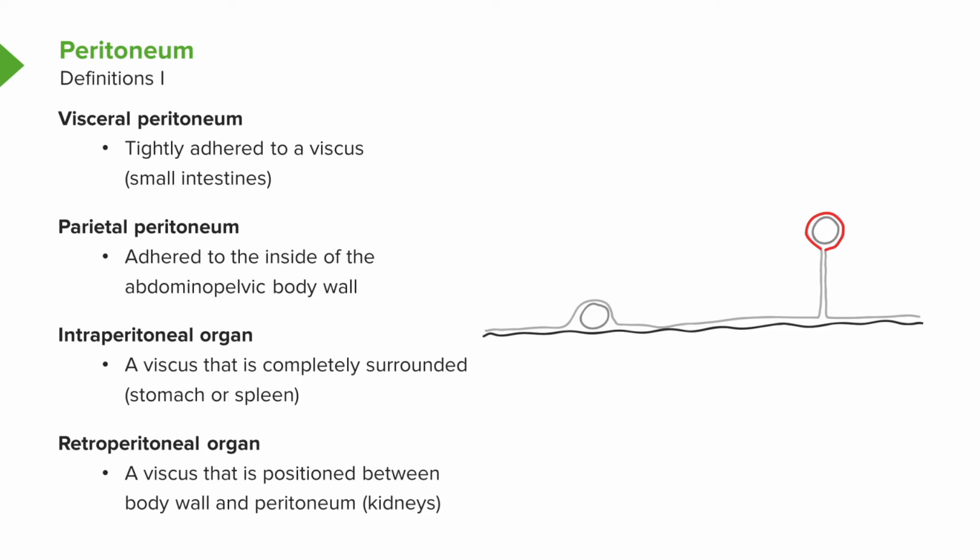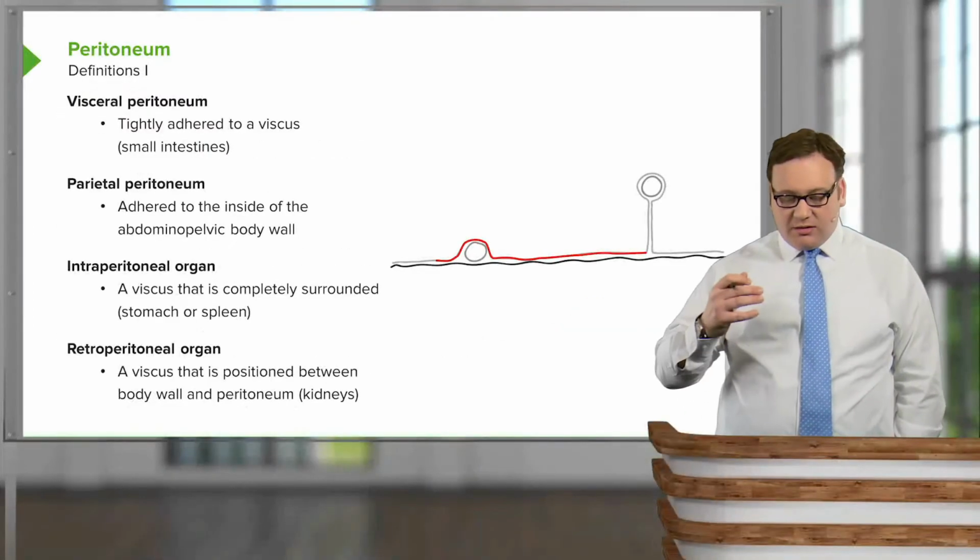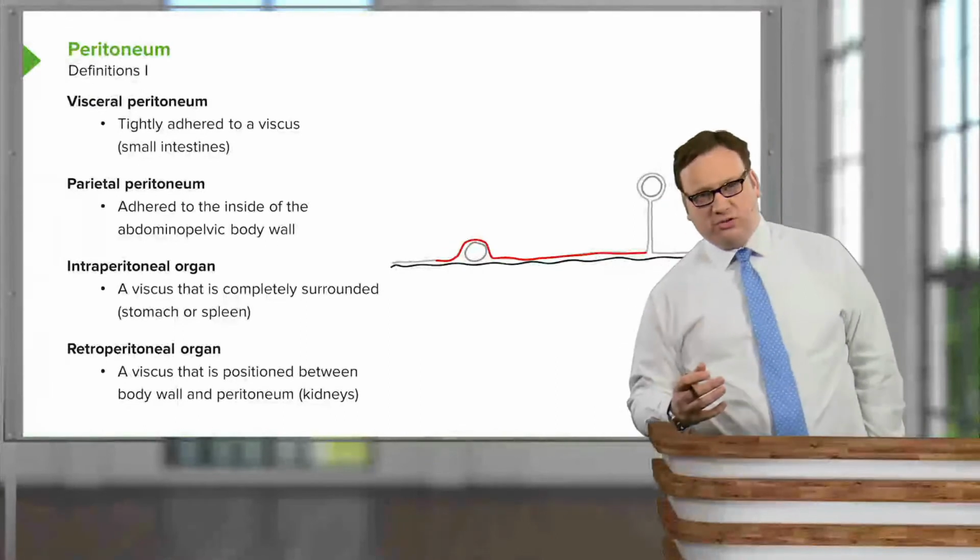So this is the layer of peritoneum that lines the body wall, that lines the anterior abdominal wall, the lateral abdominal wall, and forms a sheet over the posterior abdominal wall. So this here is parietal peritoneum. And parietal peritoneum can actually just run over an organ, like this. We can say this is the kidney or the pancreas, and the parietal peritoneum just runs over the top of it.